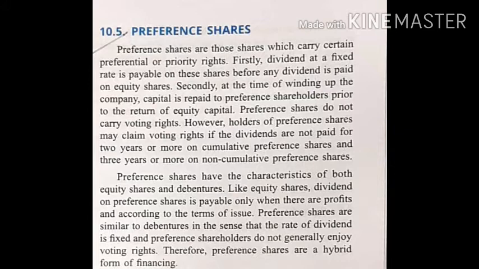Preference shares have the characteristics of both equity shares and debentures. Like equity shares, dividend on preference shares is payable only when there are profits and according to the terms of issue. Preference shares are similar to debentures in the sense that the rate of dividend is fixed and preference shareholders do not generally enjoy voting rights. Therefore, these shares are a hybrid form of financing.